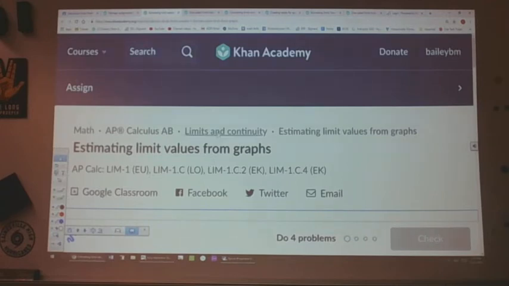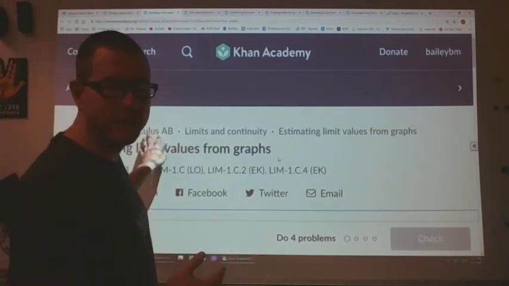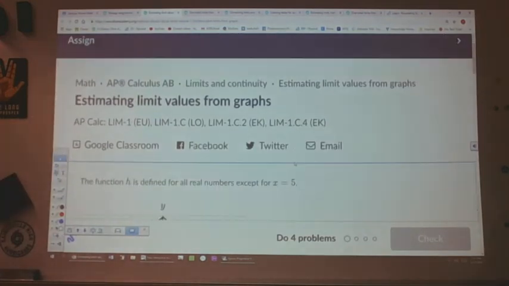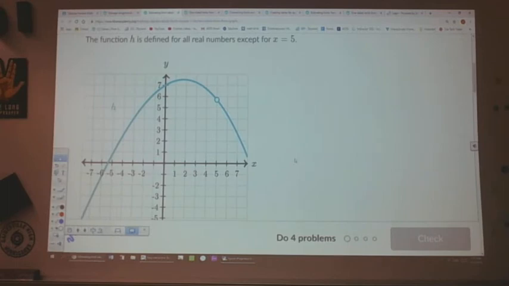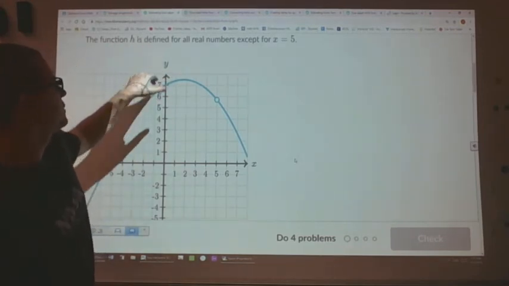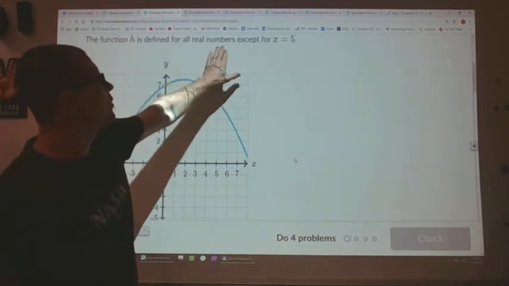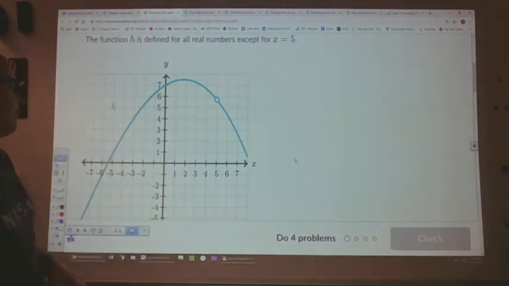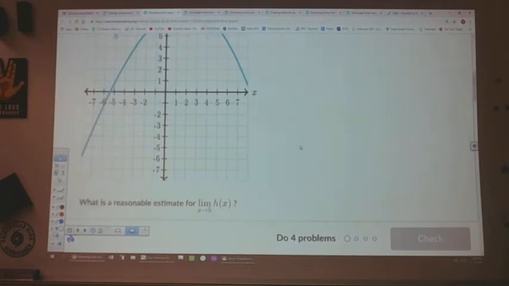Estimating limit values from graphs. Really, the next two examples, estimating limit values from graphs, are really what you did on the limit intro. It'll give you a graph and you'll estimate it. And then one-sided limits we'll go over in this video as well. But here we go. The function h is defined, which means it has a value set for all real numbers except for 5, where we can see there is a hole in the graph. Okay? What is a reasonable estimate for the limit as x approaches 5?